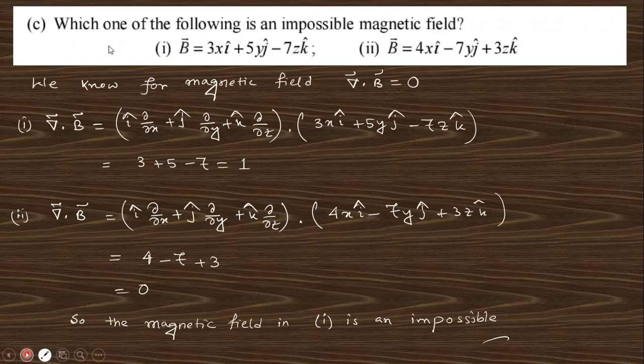Next question: which one is an impossible magnetic field? You know the property of the magnetic field is divergence B equals 0. The divergence of the magnetic field must be 0, so we need to find this divergence. This divergence gives you 1. This divergence gives you 0. So this is a possible magnetic field, but this is not a possible magnetic field. So the number 1 magnetic field is not possible. This is an impossible magnetic field.